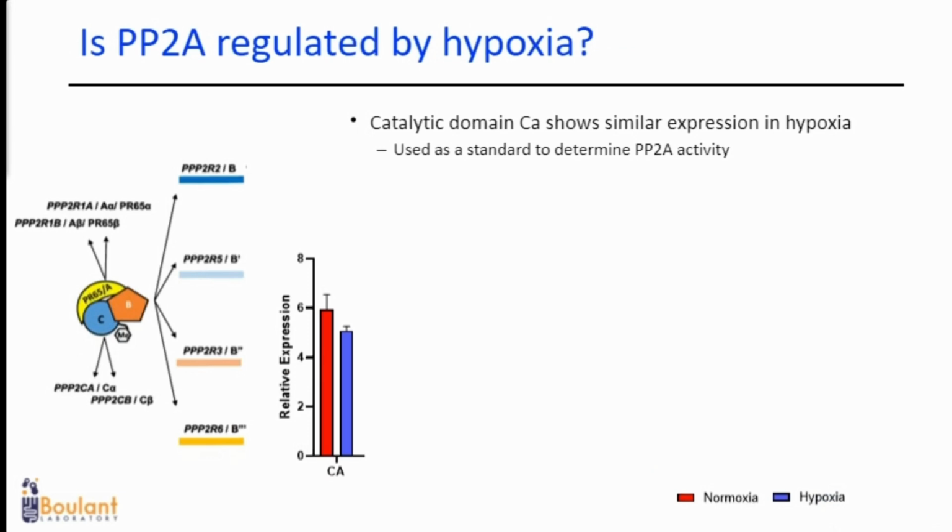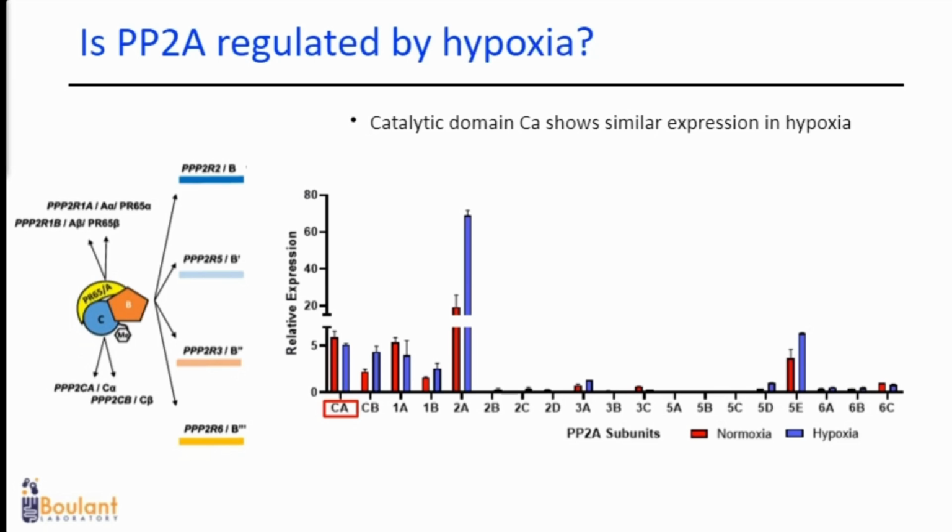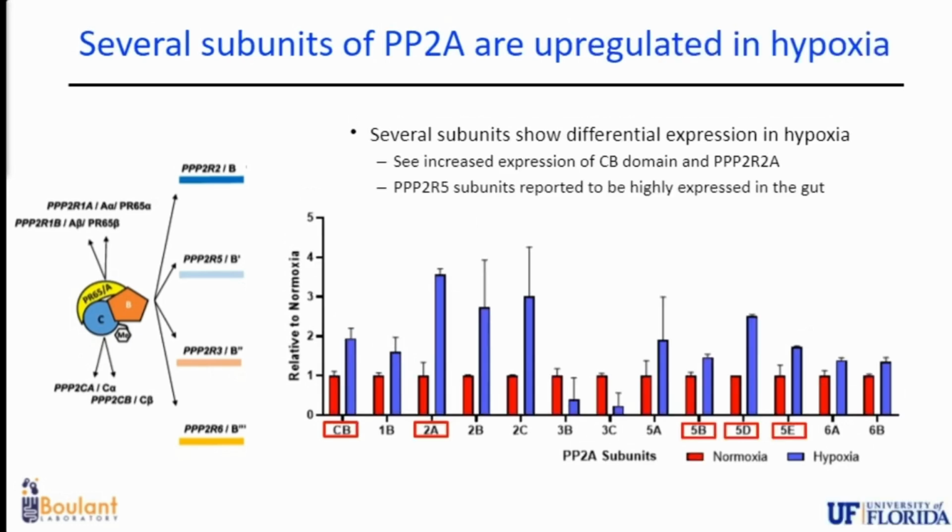How does it do this? This is ongoing work, so I will not show you a final piece of data, but I want to give you a teaser for the next presentation. We're looking at the expression level of the different subunits of PP2A under normoxia and hypoxia. What you can see here is that the different regulatory subunits are differently regulated by hypoxia. We have the 2A and the 5E, which are very differently expressed. And if you look at the ones which are less expressed, you can see other subunits that may be a candidate. Currently we are focusing on the 5 subunit because it's highly expressed in the gut, so it seems to be a gut-specific regulatory subunit.